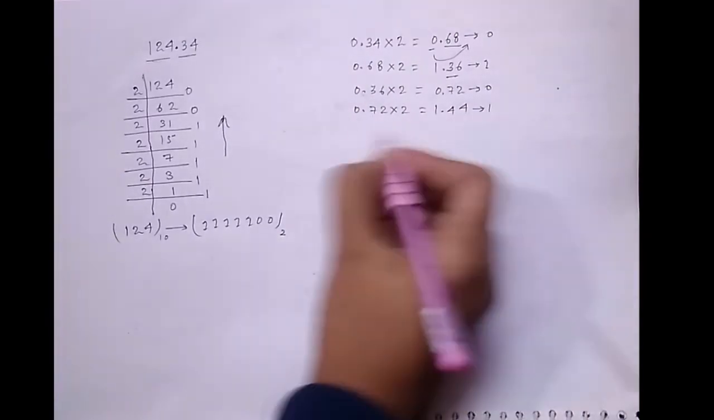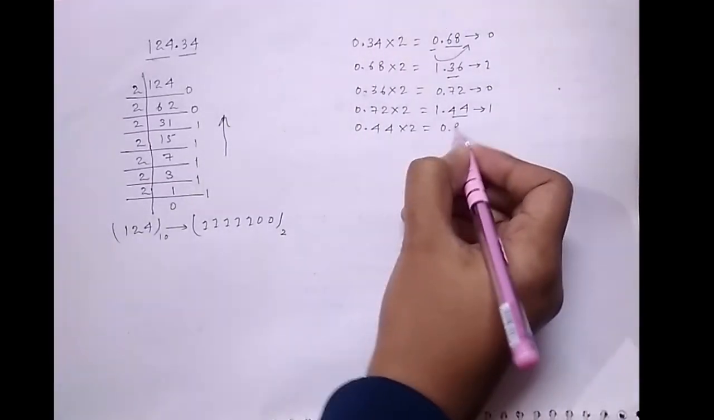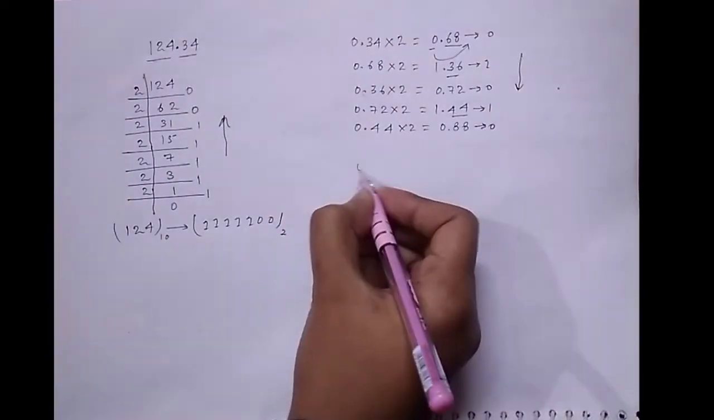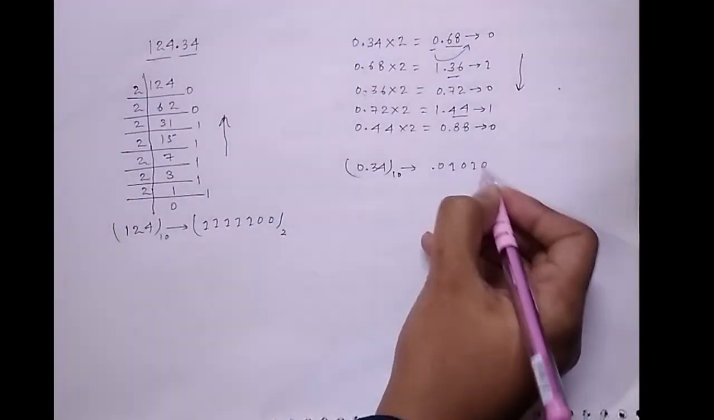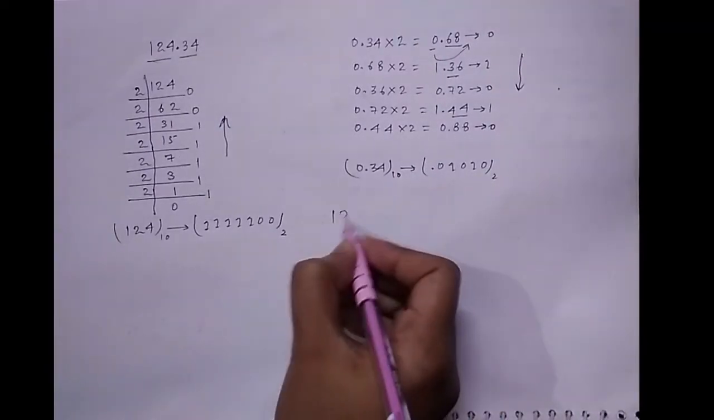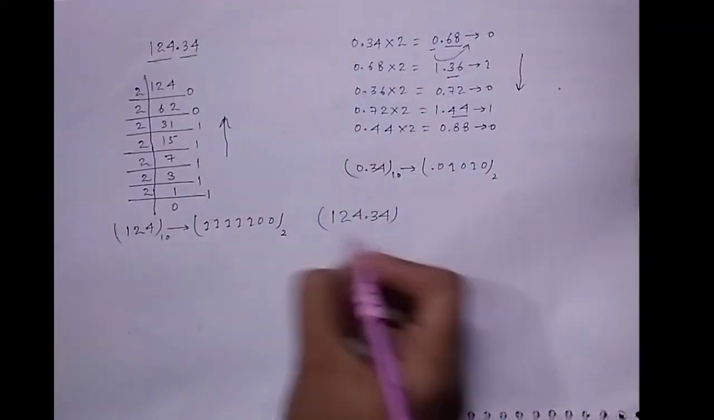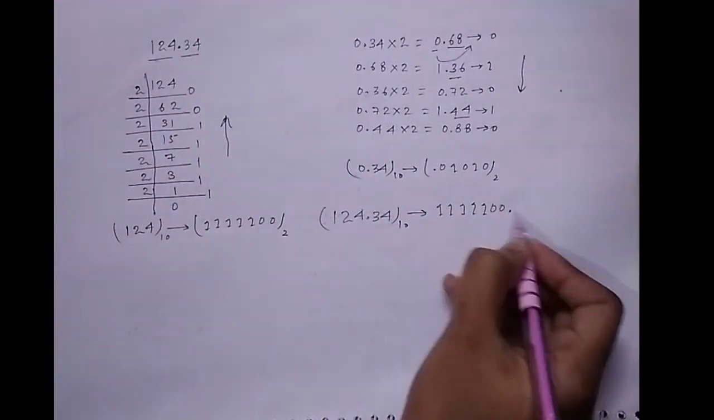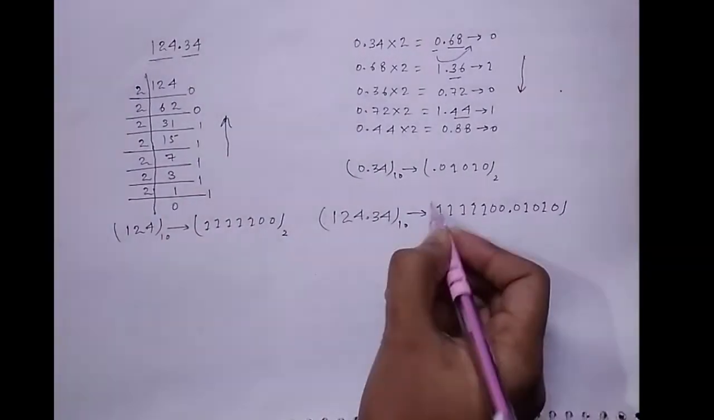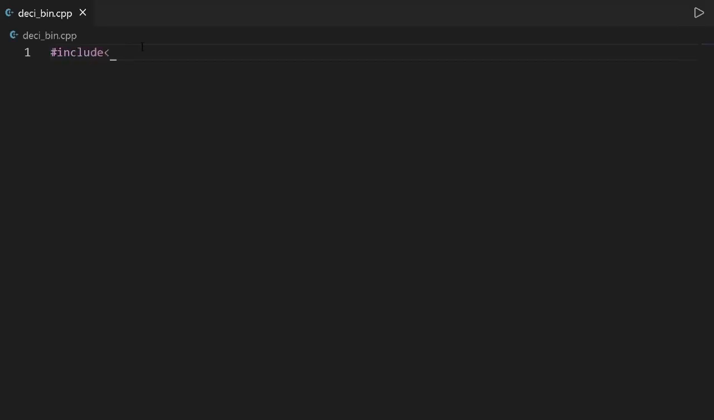I'm stopping here because it will be non-terminating. So 0.34 can be represented as 0.01010 in binary number system. So 124.34 can be written as 111.100.010 in binary number system. Now let's see the code.